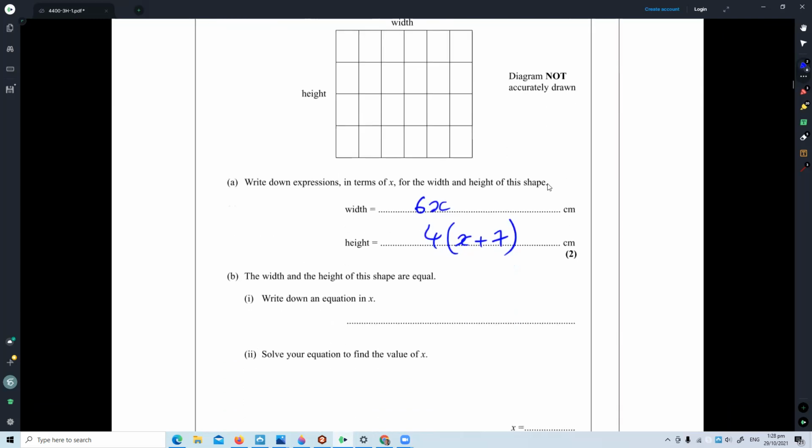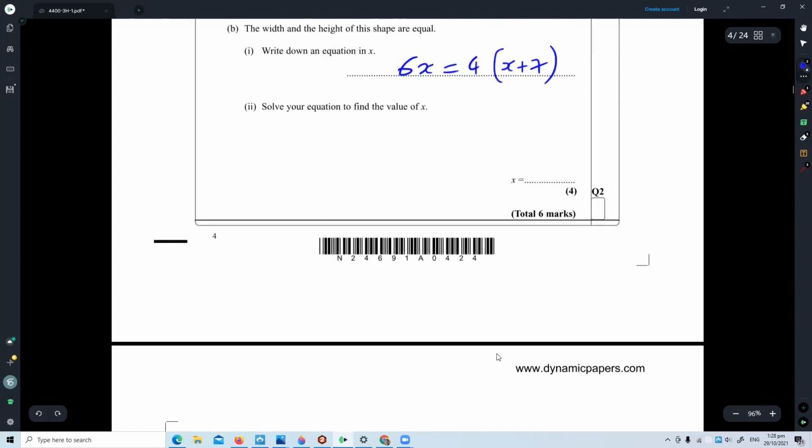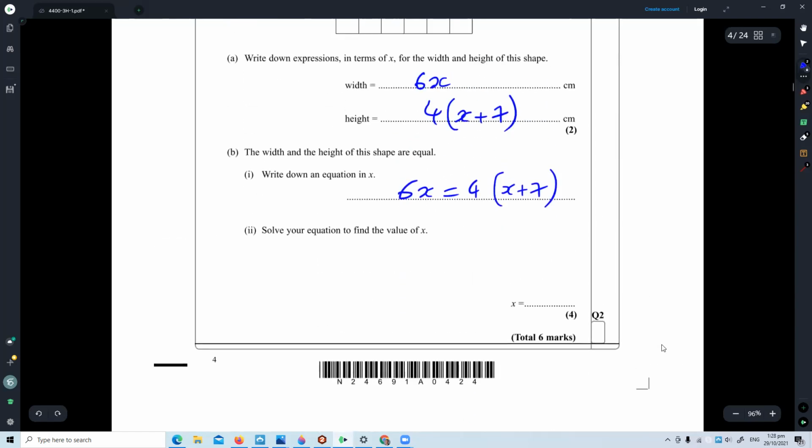The width and the height of this shape are equal, so this is a square. You're given the fact that this is a square. Write down the equation in x. You'll say 6x is equal to 4 times (x plus 7). No need to do anything else here. Then solve your equation and find the value of x. So next step, the interesting thing here is to realize that you need to expand the bracket.